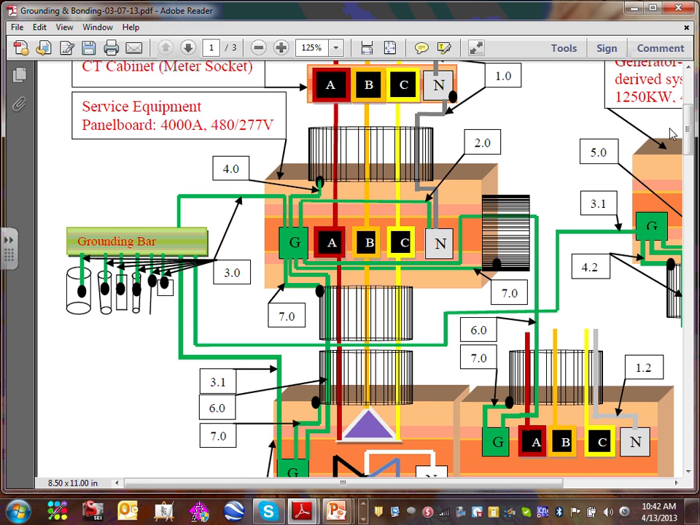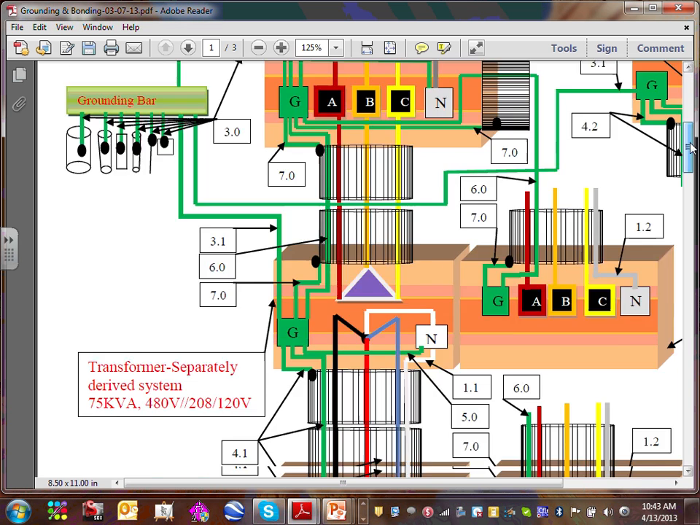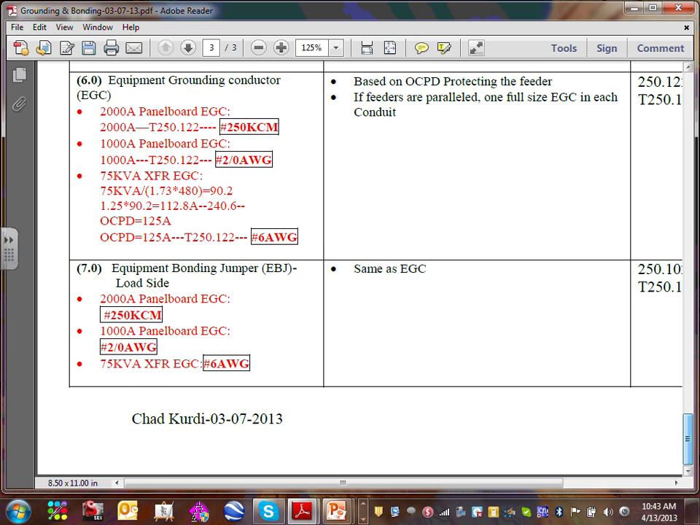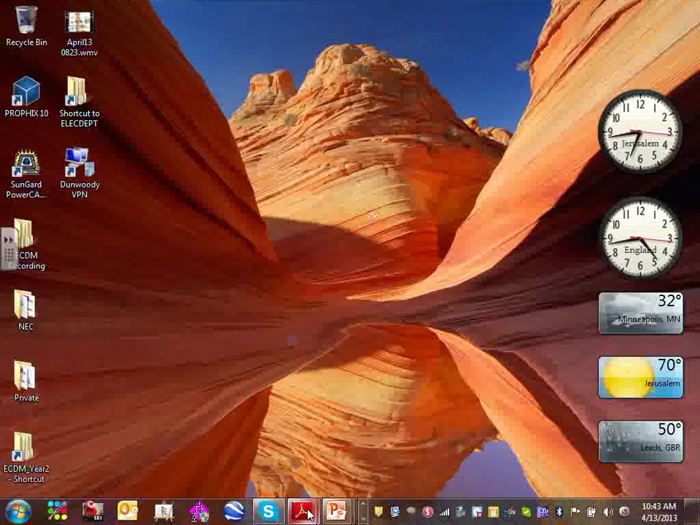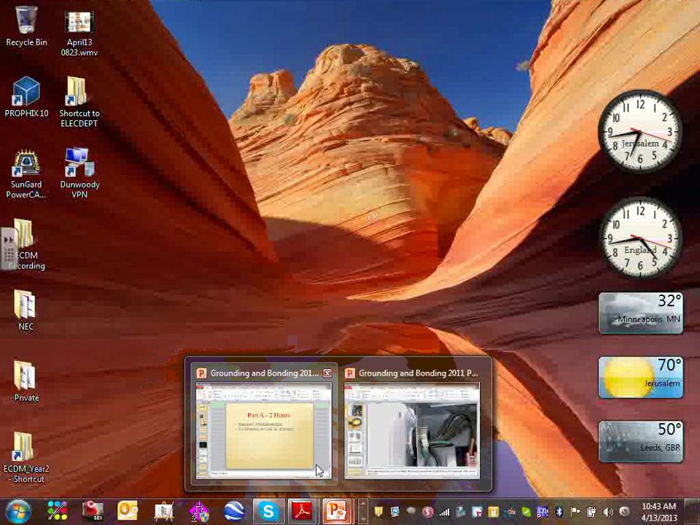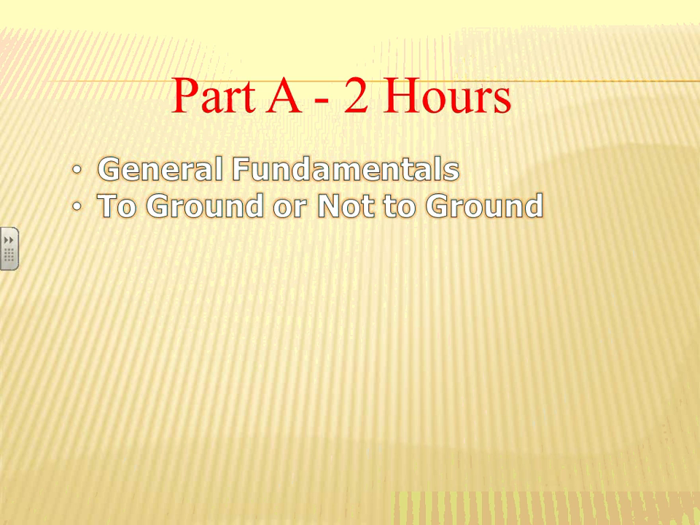The reason I mention this, guys, is that the slides we're going to go over talk about grounding and bonding. Should I ground? Should I not ground? And the advantages and so forth. So to start, I wanted to give you an overview of the whole sizing, and then we will refer to it as needed. But I'm going to flip into here and talk about the fundamentals.